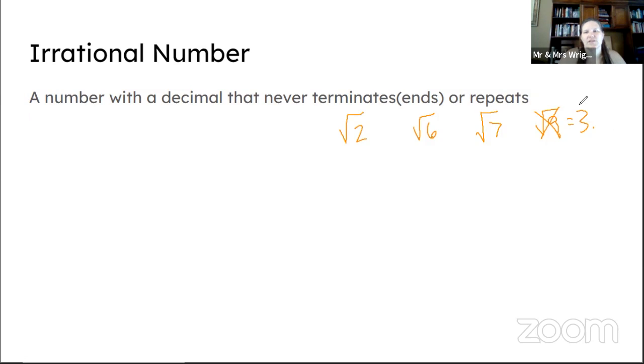So that is not considered an irrational number if you have a square root that you can find an answer to. Some other irrational numbers are things like pi or Euler's number, things like that. So a number with a decimal that never terminates or ends is considered irrational.